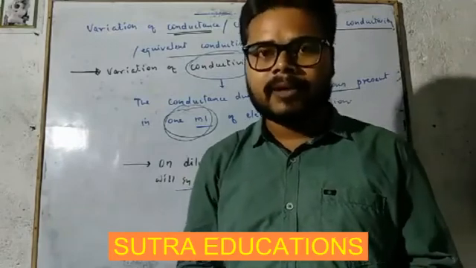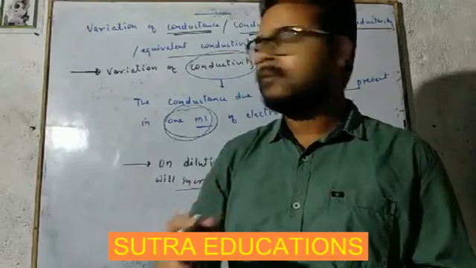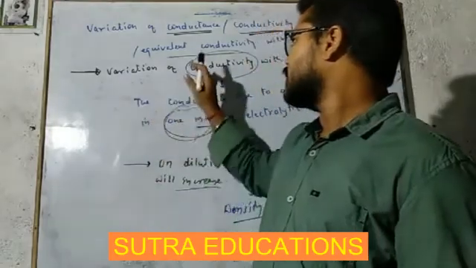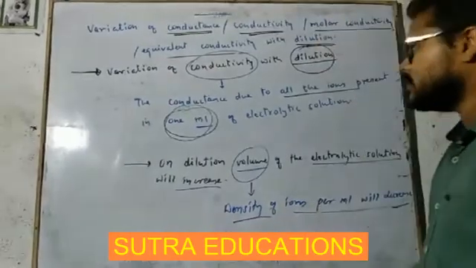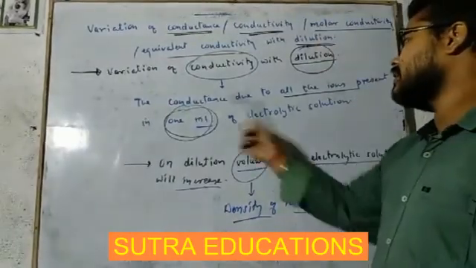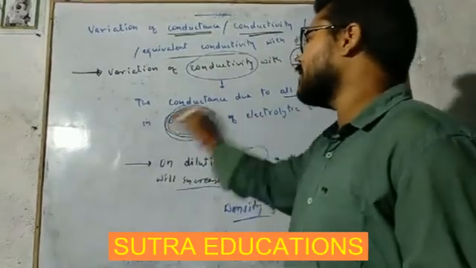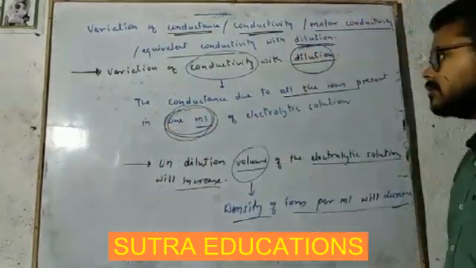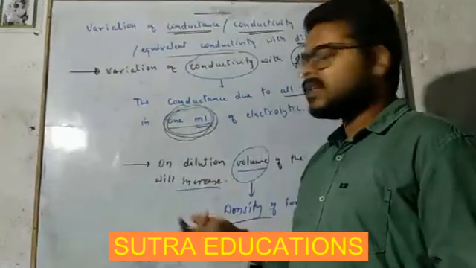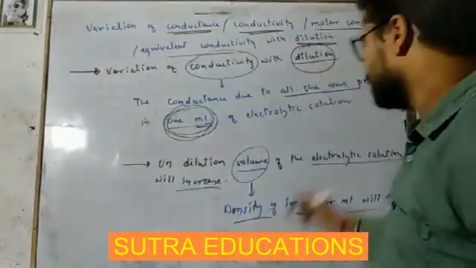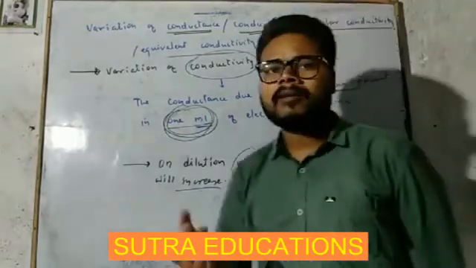in 1 ml of electrolytic solution the number of ions will decrease, means what? Means this conductivity will decrease, because what is the definition of conductivity? The definition of conductivity is the conductance due to all the ions present in 1 ml of electrolytic solution. So initially in 1 ml of the electrolytic solution, there were more ions present.